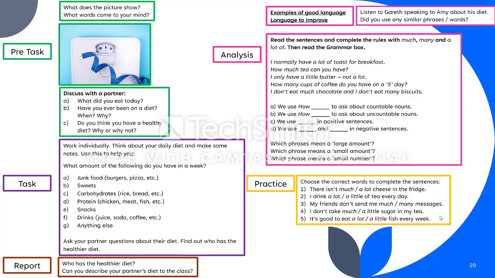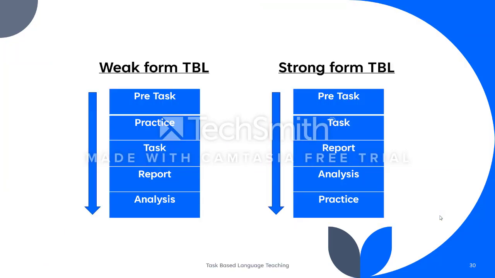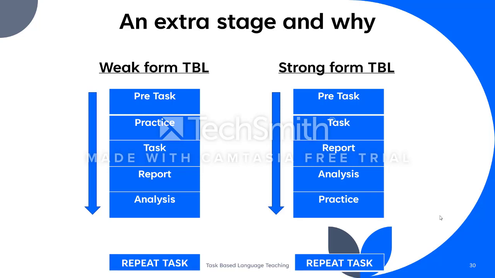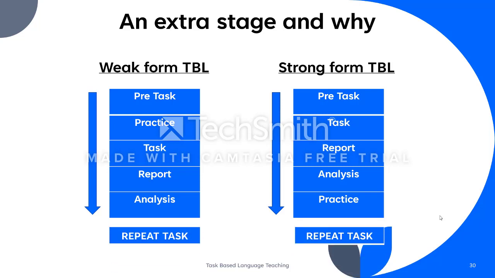However, I felt that these frameworks do need an extra stage. When discussing these frameworks, authors such as Jane Willis have mentioned that teachers may want to repeat the task at the end. The idea behind including this extra stage is to give learners a chance to use the language they just analyzed and practiced, and attempt to improve on their initial performance of the task. In this lesson, I tweaked the final task by asking learners to speak to others in the classroom and find out who has the healthiest diet in the entire class, rather than just between them and their partner.